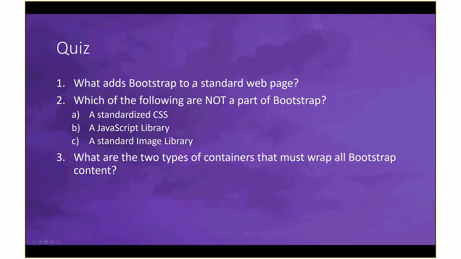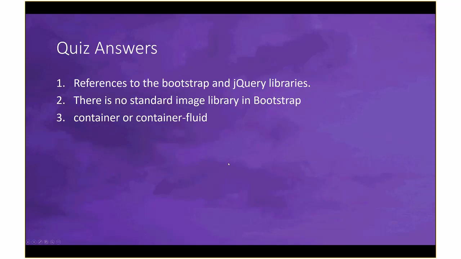What adds Bootstrap to the standard web page? Well, it's the references to the Bootstrap JavaScript and CSS libraries, as well as Google's jQuery library. There is no standard image library in Bootstrap at all. It does have, of course, the CSS and the JavaScript. There is no standard imagery. And number 3, what are the two types of containers? So there's div with class container and div with class container-fluid. And there are the answers.